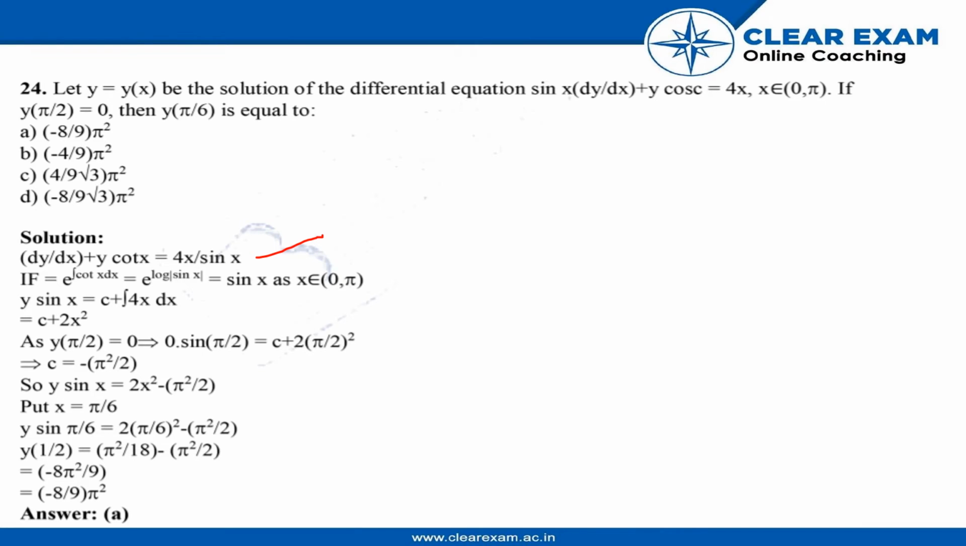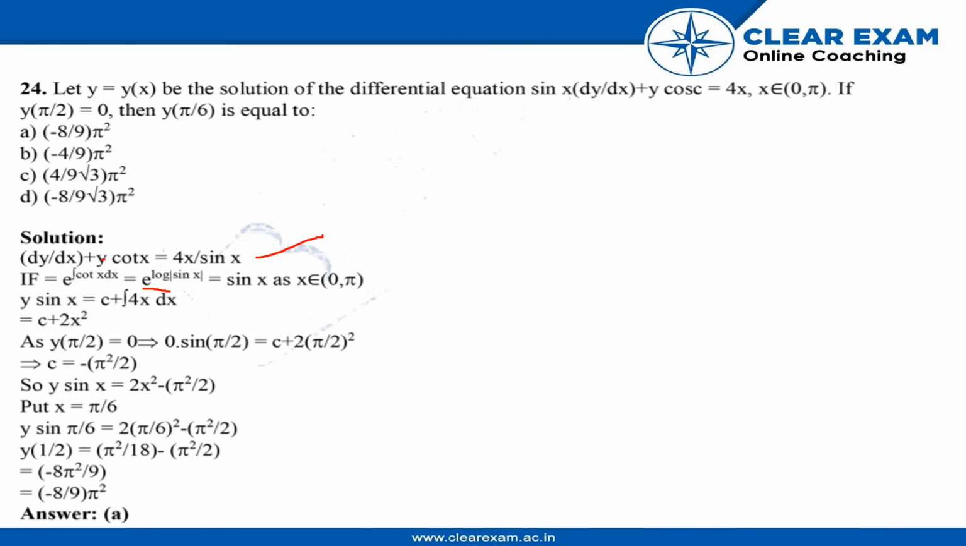So the integrating factor equals e to the power integral of cot x dx, which equals e to the power log mod sin x. This is the integrating factor for solving this equation, and it equals sin x, where x belongs to (0, pi). We'll use both of these to simplify this equation.